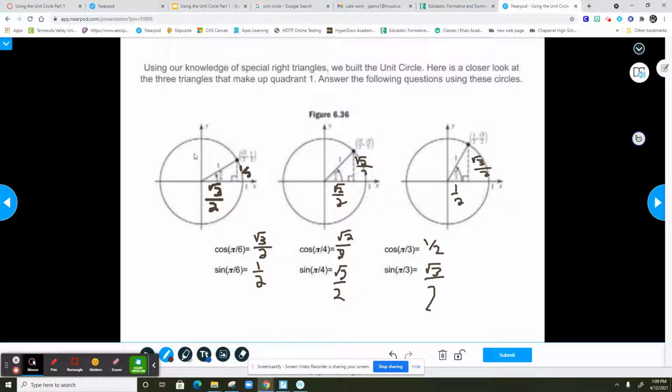If you know them, then we can go all the way around the circle at those given increments, at those rotations. We're going to talk about that in a little bit more detail coming up next, in a couple of slides.